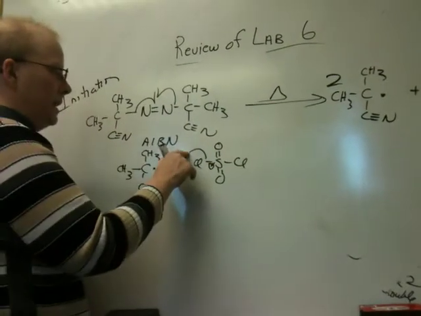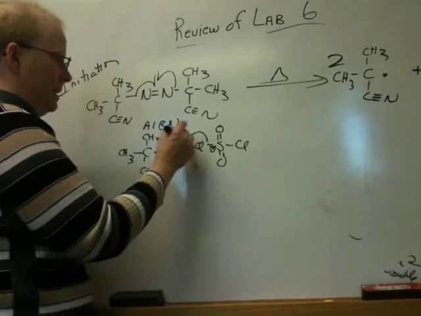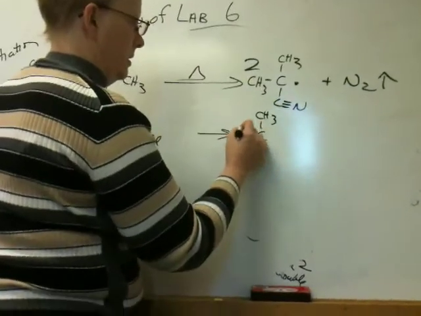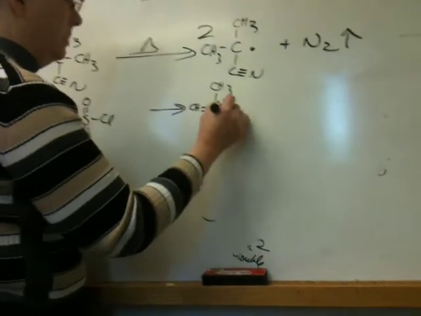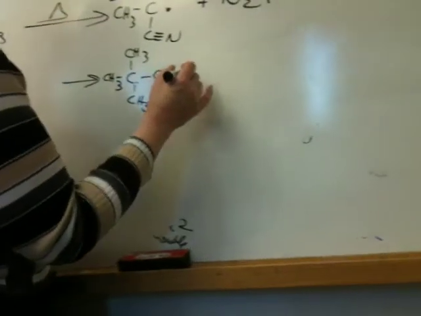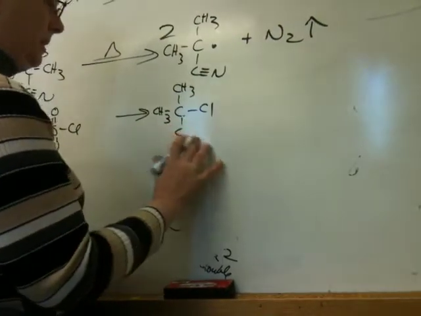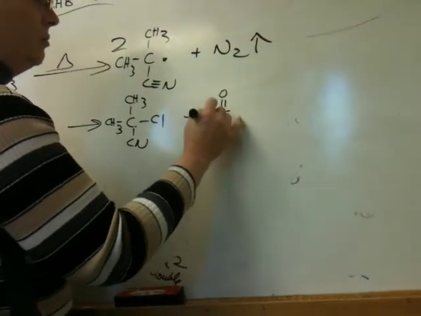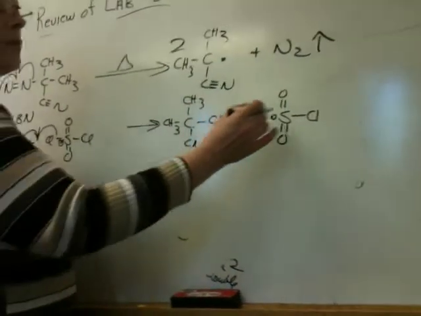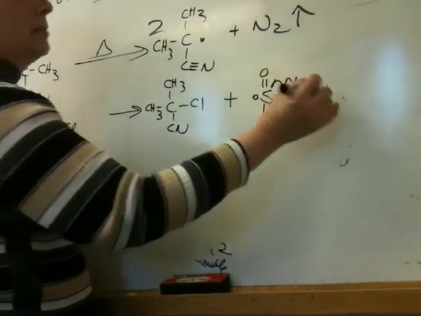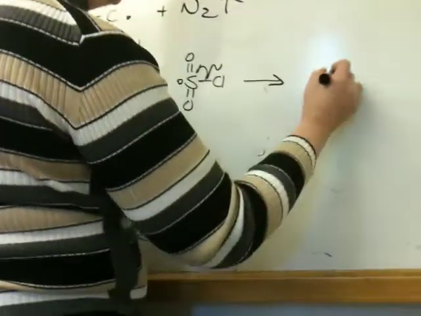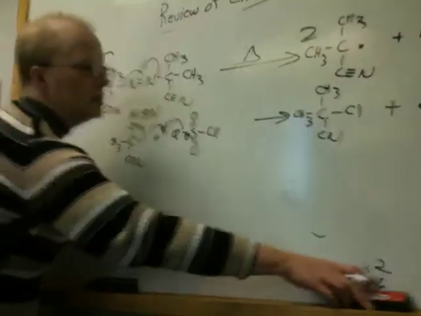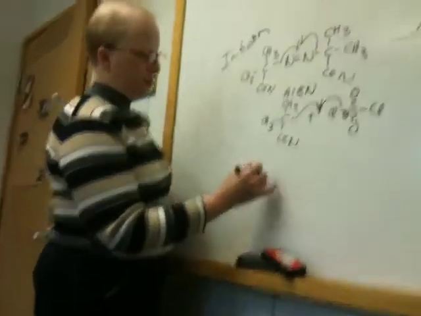Using fish hooks, because these are single electron processes, I'm going to make chlorinated tertiary nitrile, oops, lost my nitrile, and SO2Cl radical. And as we said in class, this is another thing that will spontaneously produce a gas. So we got SO2 plus chlorine radical. Okay, now, once you did this, you finally have your chlorine radical.